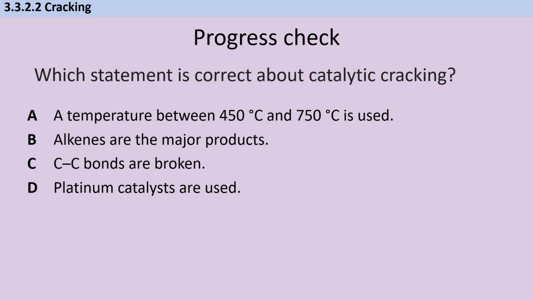So a temperature of 450 to 750 degrees C, that's not going to be catalytic cracking, that's going to be thermal cracking. Likewise, majority alkenes, that's going to be thermal cracking as well. Platinum catalysts are used in vehicle emissions. For catalytic cracking, we're going to want a zeolite catalyst. So the correct answer is that the carbon-carbon bonds are broken.